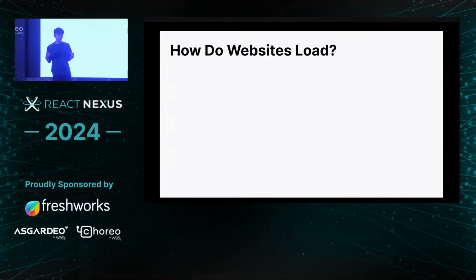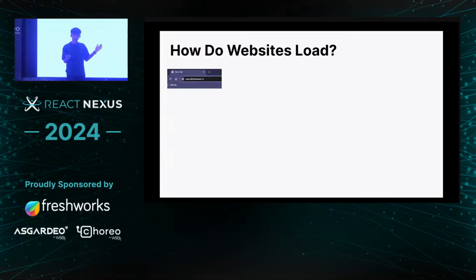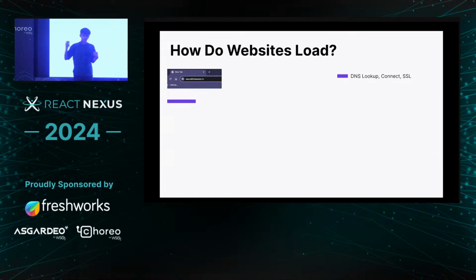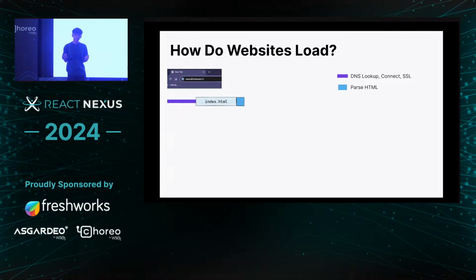Before I start, I want to talk about how websites load. You type in the URL in your browser. The first thing that happens is your domain will resolve to an IP address. So there's DNS lookup, connections, SSL, and a few more steps. I'm not going into details of this, but it's mostly the connecting to the domain part. Then your index HTML is requested. So the browser will request the index HTML.